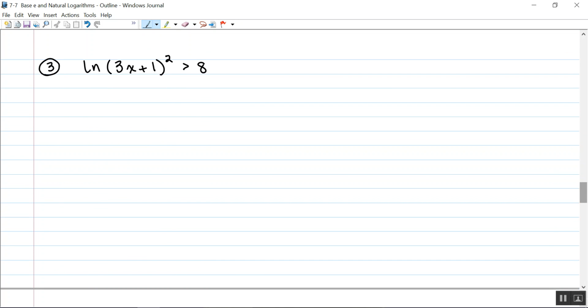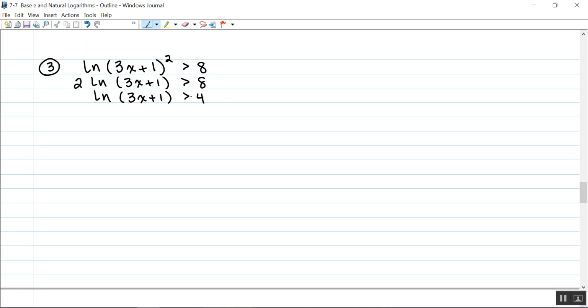And the last example in this category is an inequality. So the natural log of the quantity 3x plus 1 squared is greater than 8. So I don't like this squared, so I'm going to use my properties of logarithms that say I can take an exponent and move it in front so it looks like a coefficient. So 2 times the natural log of 3x plus 1 is greater than 8. I can divide both sides by 2. So the natural log of 3x plus 1 is greater than 4.